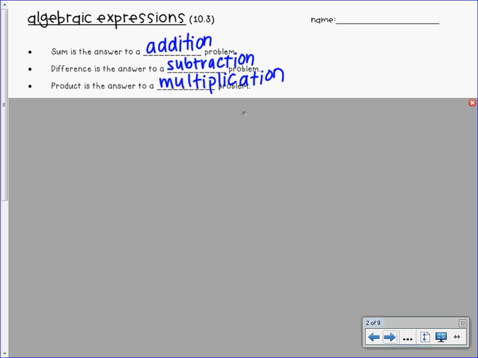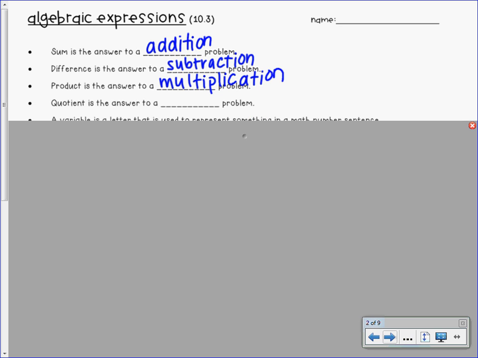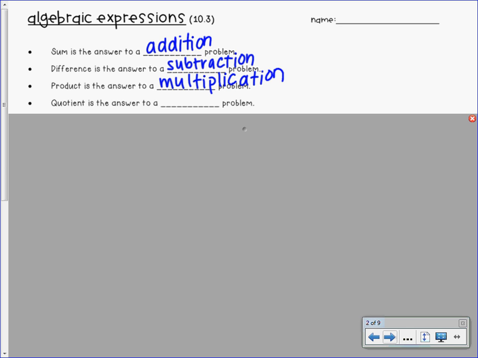And hopefully, even if you're not sure on this last one, you can put the pieces together. There are 4 operations, and we've done 3. So if I ask for the quotient of something, Jack, what do you know you're going to for sure do? Division. You are going to have a division problem.